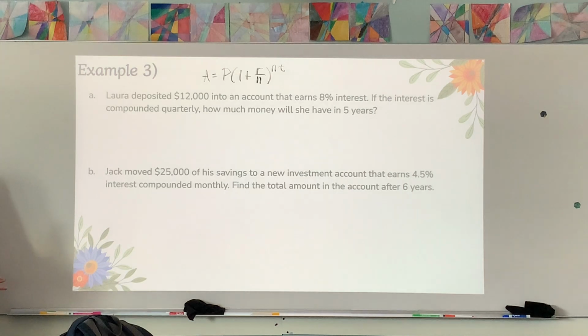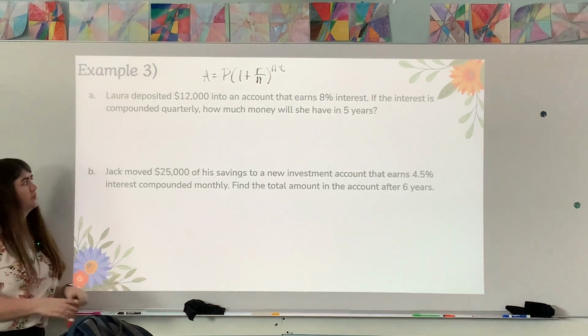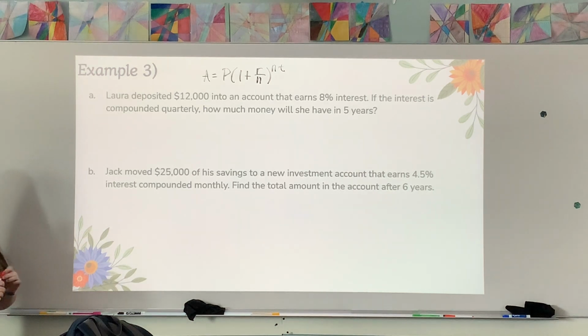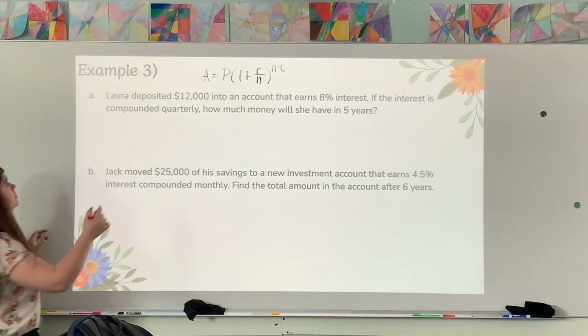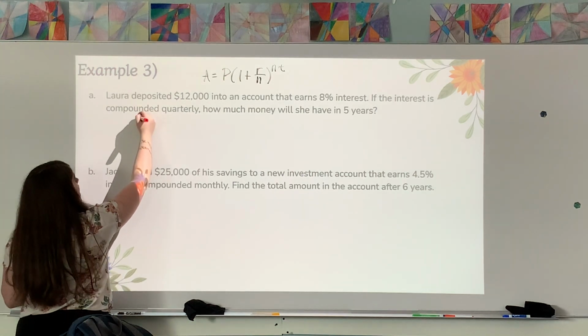N is the number of times compounded. A would technically be amount. So, if it's compounded quarterly, what are the units for that? So let's start with what we have.